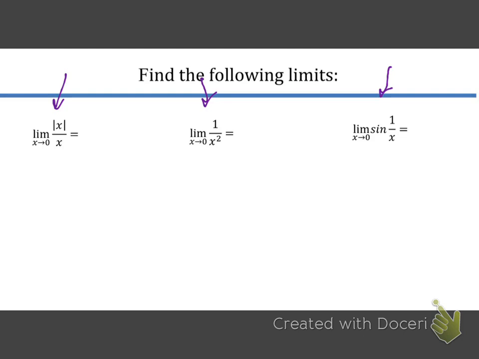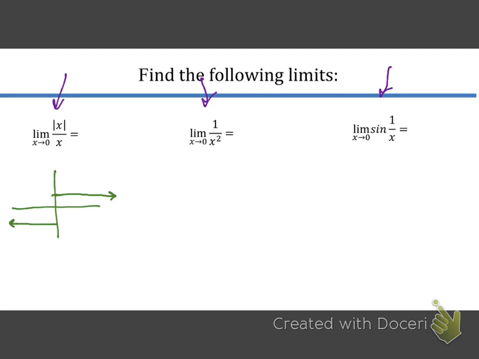Okay, so on this first one, the limit as x approaches 0 of absolute value of x divided by x. Think about this graph this way: on the right-hand side, when x is positive, you're going to have a positive over a positive, which gives you the number 1. But when x is negative, the numerator is always positive and the denominator is negative, so we get -1.